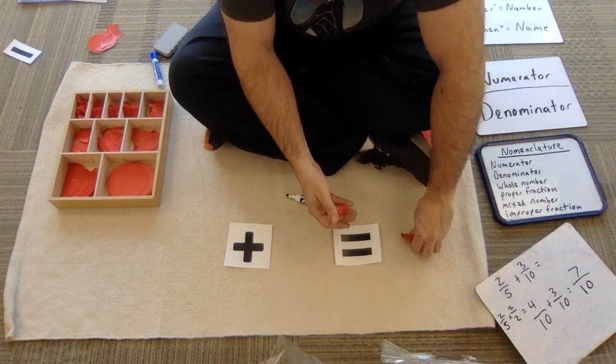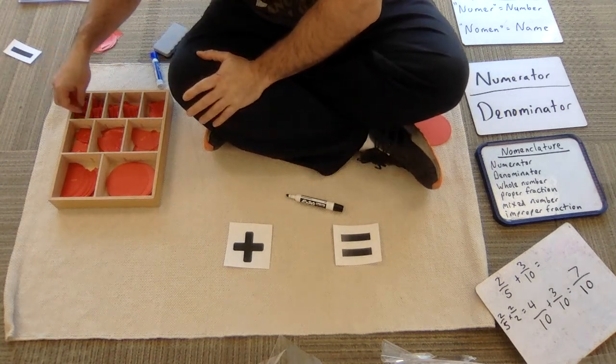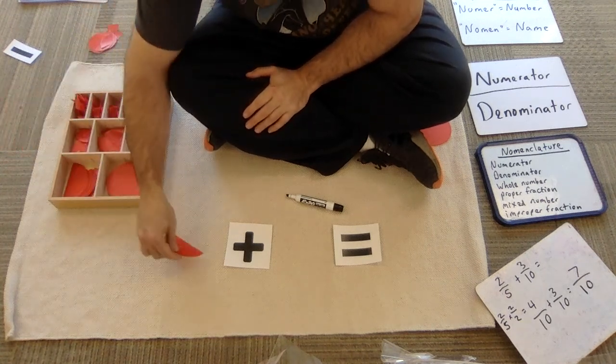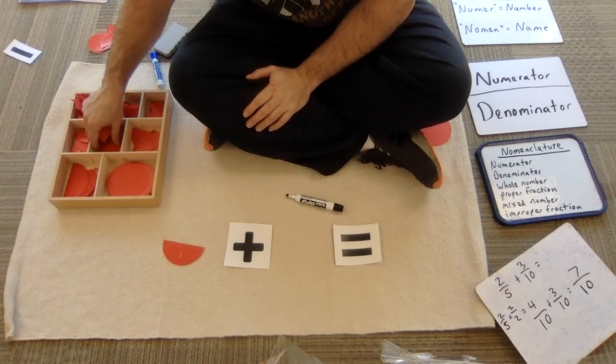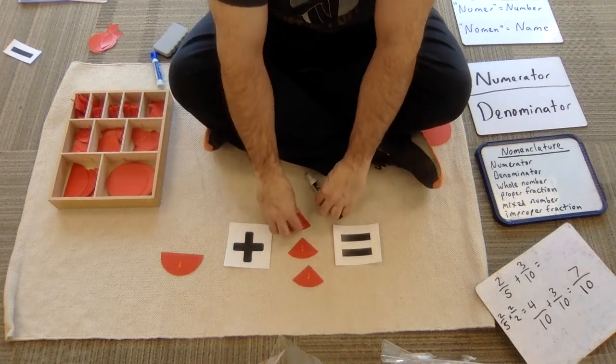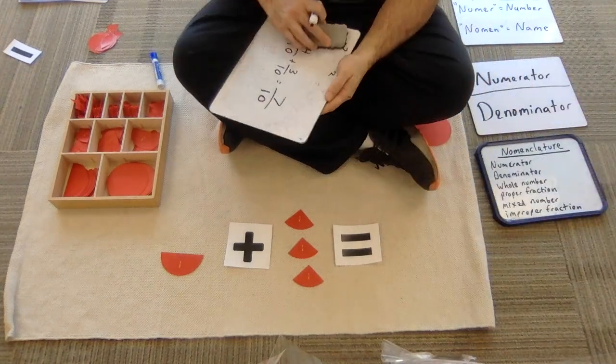So you're going to run into some situations, though, when you're going to end up with something more than a whole when you add these together. So let's do 1/2 plus 3/4. Okay, so I've got a half there, and I've got 3/4. Okay, I'll show you what that looks like when I write it down.